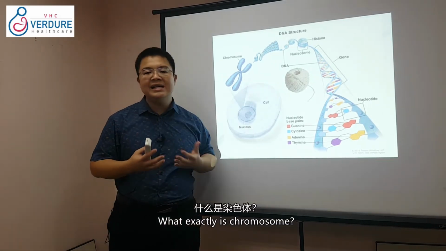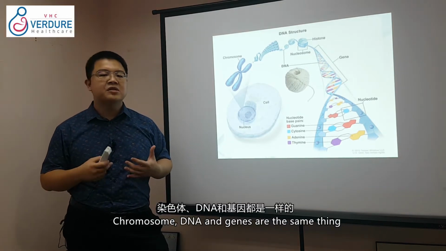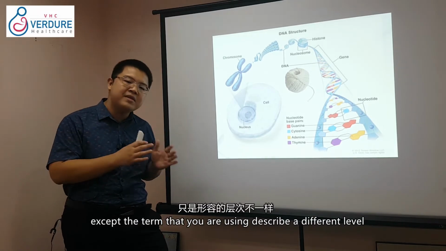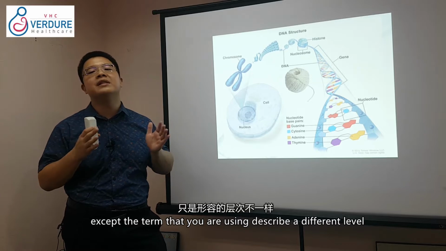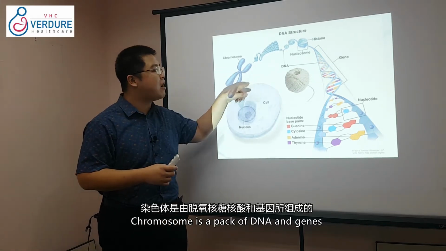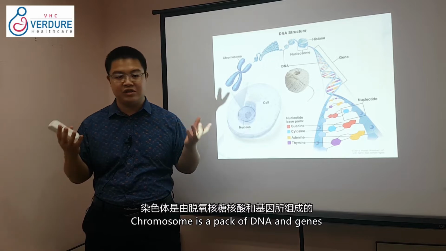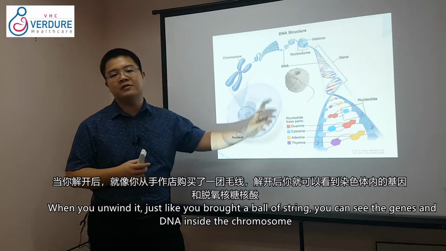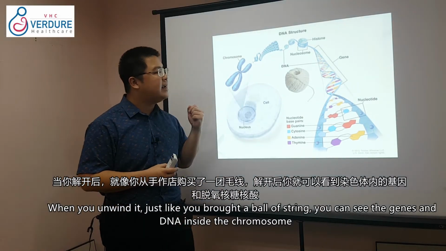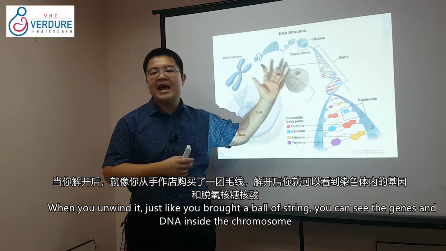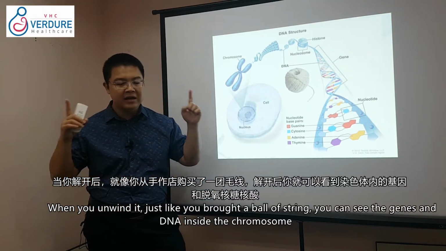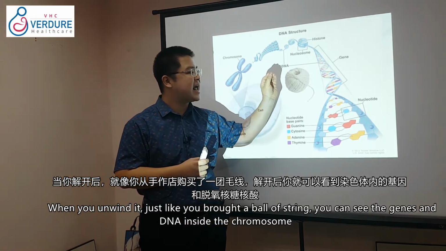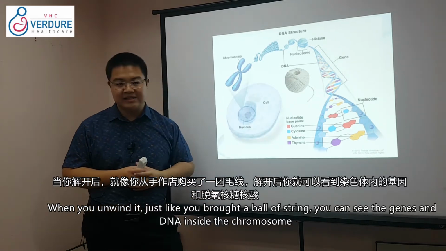Okay, so what exactly is a chromosome? In fact, chromosome, DNA, and genes are all the same thing, except the term you use describes different levels. The chromosome is the whole pack of DNA or genes. When you unwind this, just like when you bring home a ball of string from Mr. DIY and unwind it, you'll be able to see the DNA in it. So a string of this chromosome is called the DNA. If you zoom into this DNA, you will be able to see the genes, all right?